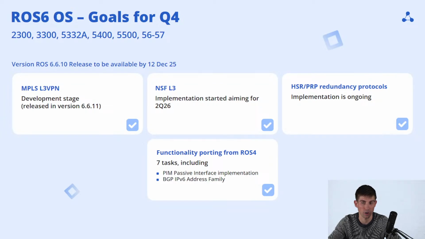They're not too far, so 3 new industrial switch models, and these protocols will be used in some of these for seamless redundancy, and further porting functionality from ROS 4. There are a few tasks that we are planning on porting. You can count on them to be included in the next release.